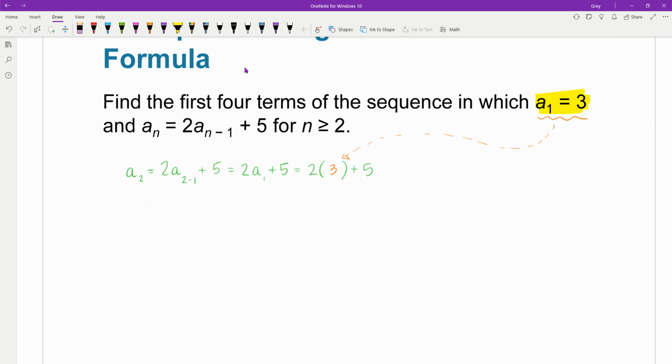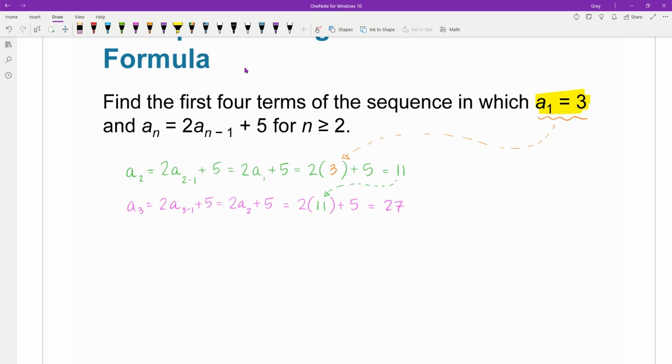a sub 1 is that very first term they gave us, which is 3 in this case, and that becomes 11. So when I go find a sub 3, that's 2 times a sub 3 minus 1 plus 5, which is 2 times a sub 2 plus 5, which is 2 times what was a sub 2? The previous term, which is 11, and that becomes 27.